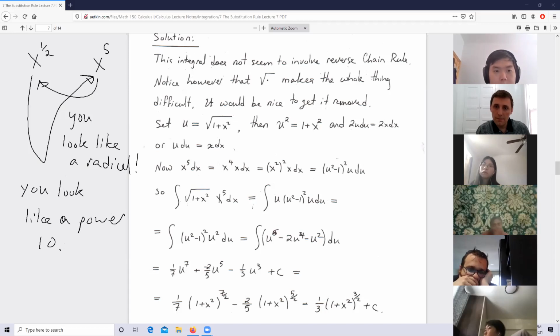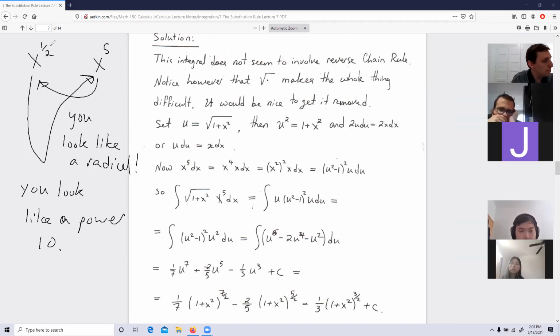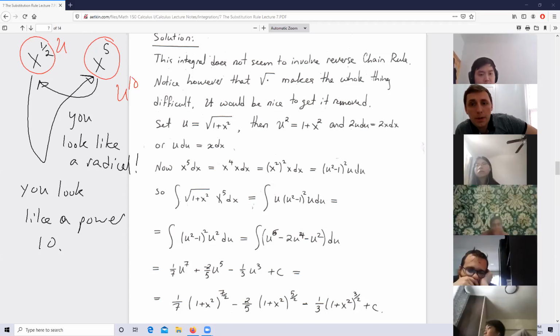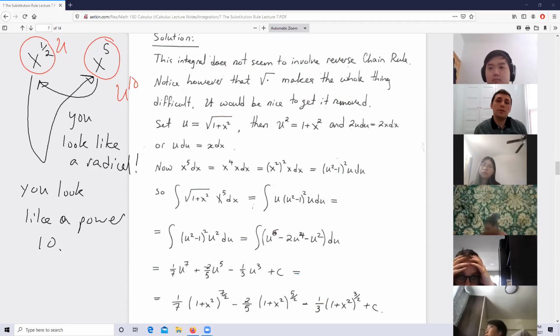Are you with me, guys? Yes? X to the 1/2, if I made it u, then what is this guy? This one is then u to the 10. So if it's u and u to the 10, now what does it achieve? I now have integer powers everywhere. You understand? X to the 1/2 and x to the 5, I have fractions. But if I make x to the 1/2 one whole, then I have a comparison between integer powers. And that's why this problem works here.